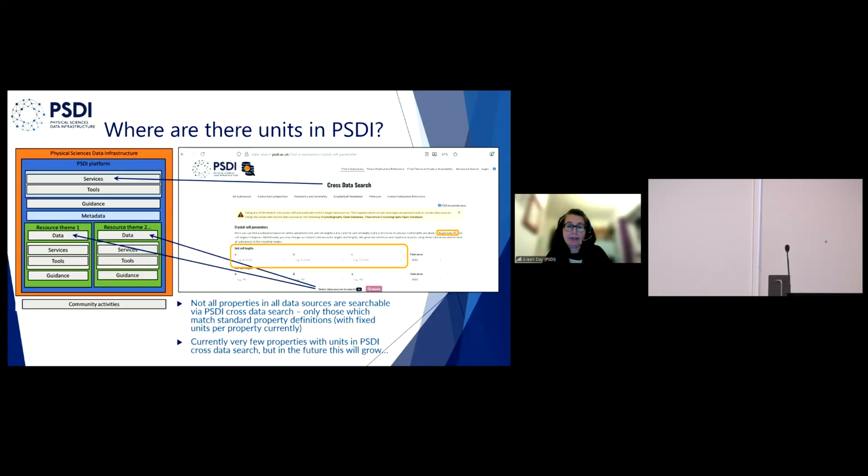Currently there's very few properties with units in the cross-data search, but this will grow in the future. This is something that we're starting to think about now. The example that I show here is unit cell lengths, which are searchable. The values given are in angstroms, and the values stored in the data sources are in angstroms. So there's no unit conversion currently. This is all something that we need to develop.